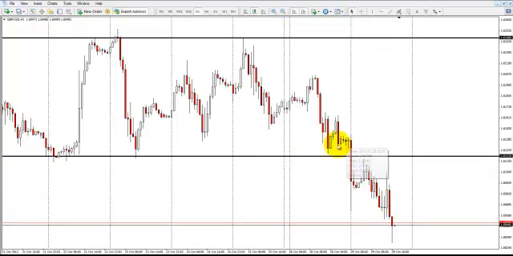So a very simple way to look at the market is using support and resistance and using just the one time frame to help you do market projections, and this will help you build consistency in your trading.